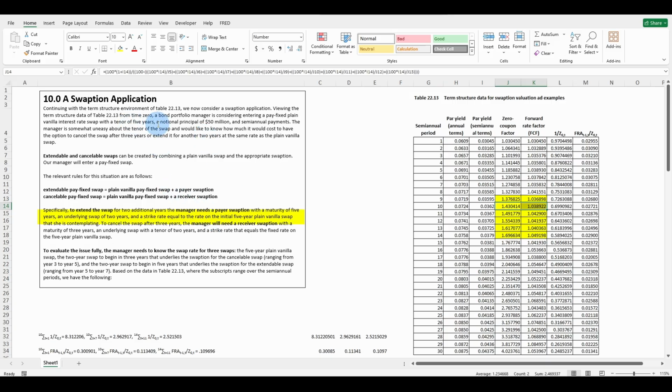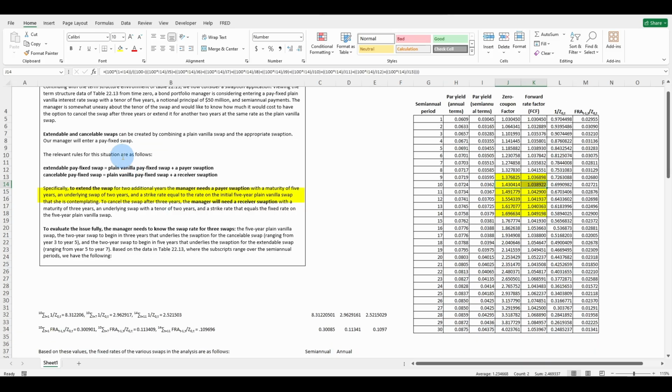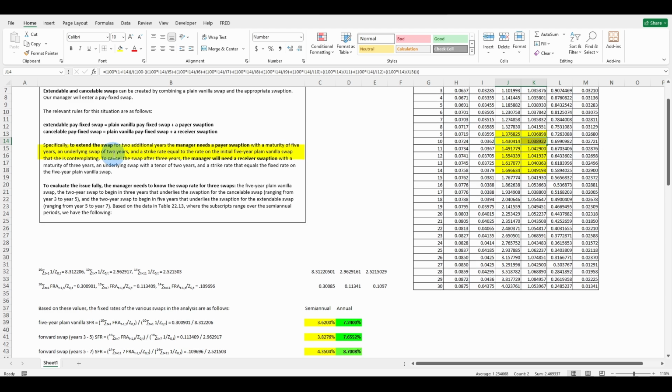But think through your process and why you would do this, and the costs are going to be ridiculous, as you saw from the previous pricing, how expensive it was. We're going to look at these extendable and cancelable swaps, and the prices are going to be ridiculous. That being said, the relevant rules for this situation are as follows.